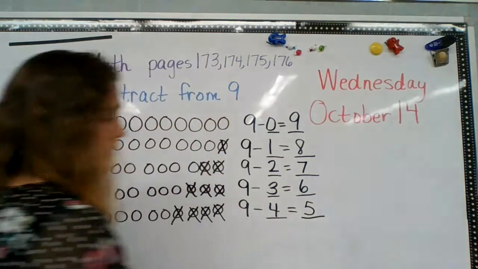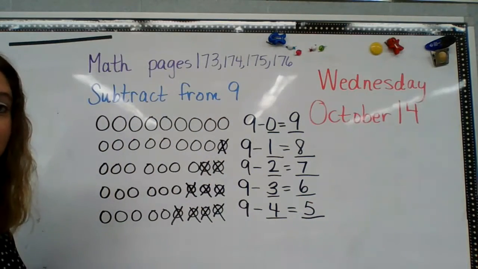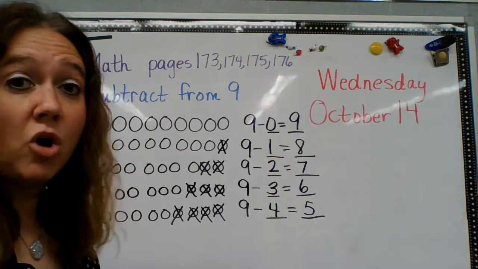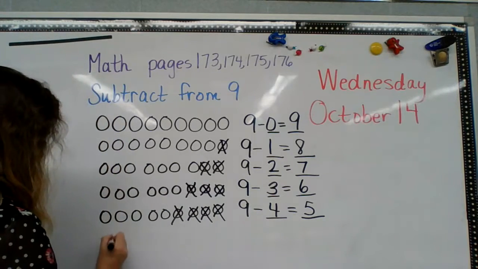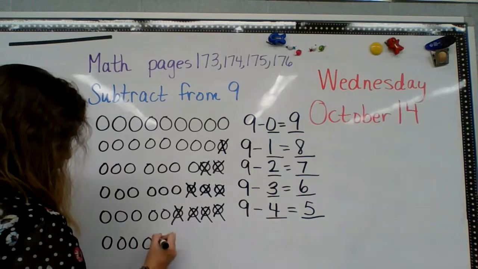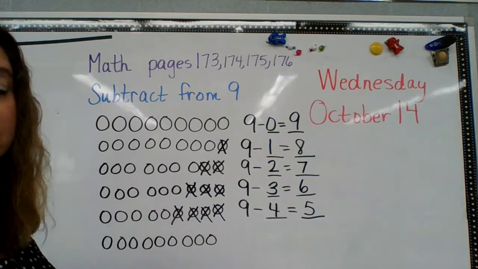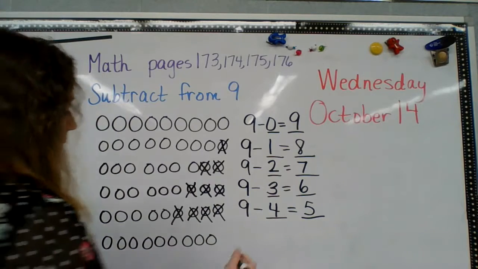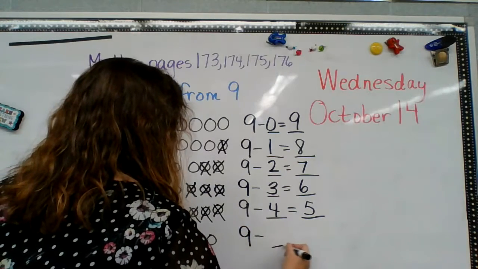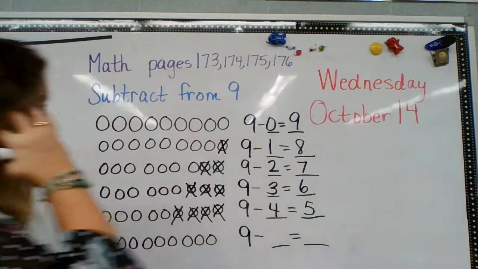5. I bet you're getting it, but we're going to practice all of them, okay? Just to make sure. Okay, starting off with 9 again. 9 minus blank equals blank.